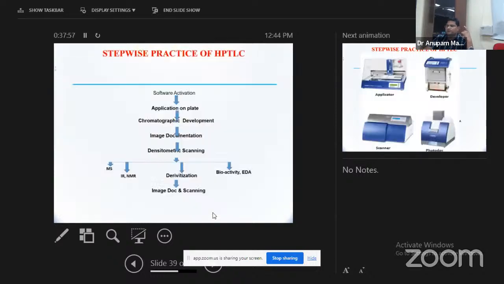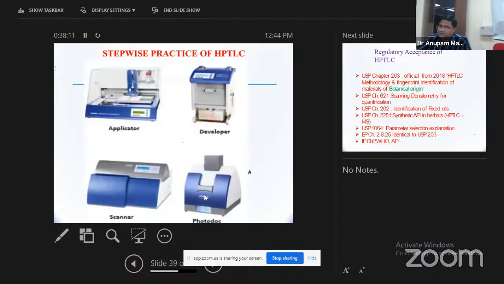The stepwise practice of HPTLC. In HPTLC: software activation, after that application on the plate, chromatographic development, image documentation, densitometric scanning, and derivatization and image documentation in scanning. These are the parts of HPTLC: applicator, developer, scanner, and photodocumentation.